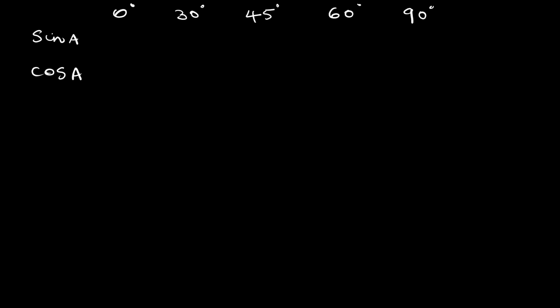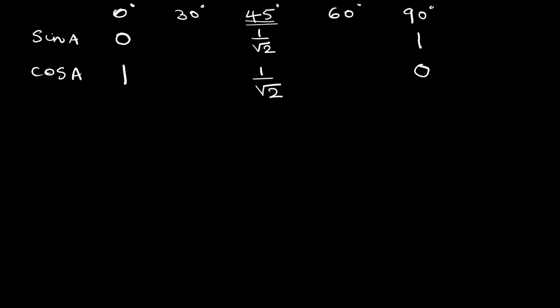Okay, sin A. First we'll write sin 0. Sin 0 is 0 and sin 90 is 1. For cos A, cos 0 is 1 and cos 90 is 0. Okay, 0, 1 and 1, 0. Now we'll write for 45 degree. Sin A is 1 by root 2. Cos A is also 1 by root 2.